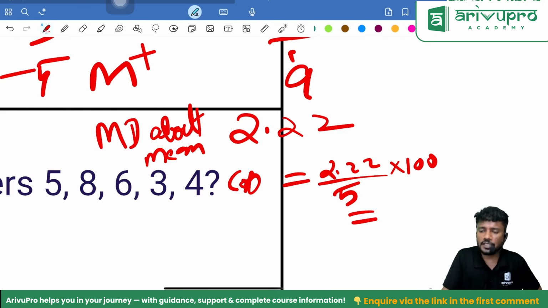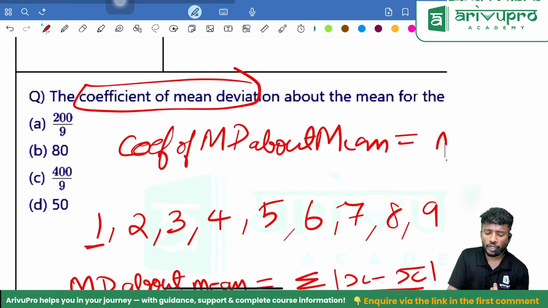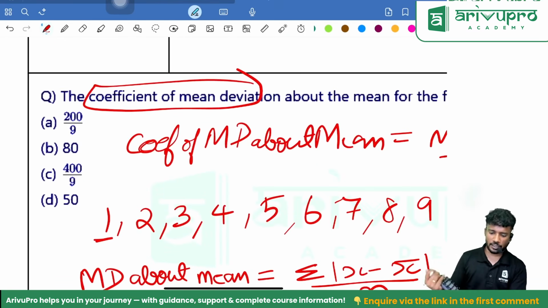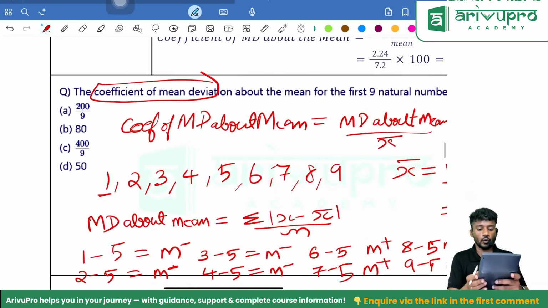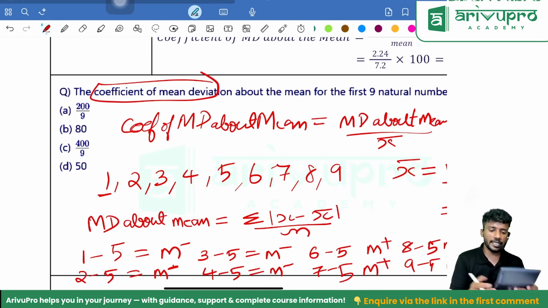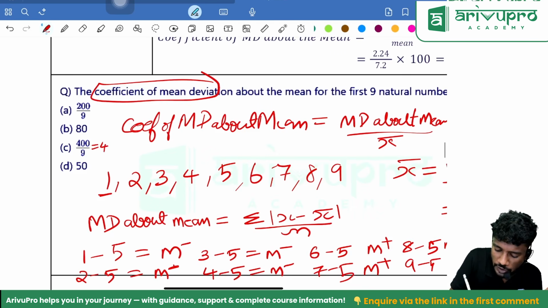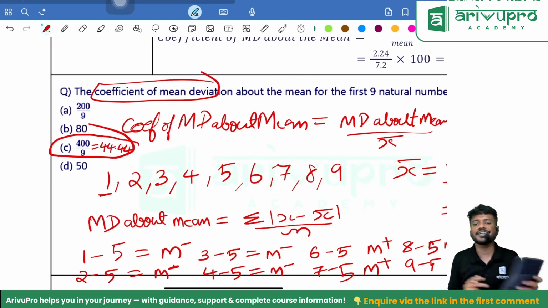How much is the answer? 44.44. Now you are like, sir, options are in fraction. What you will do? Take the calculator, then check which of the option is giving 44.44. Try 400 divided by 9. That is equal to 44.44. So option C is our answer.